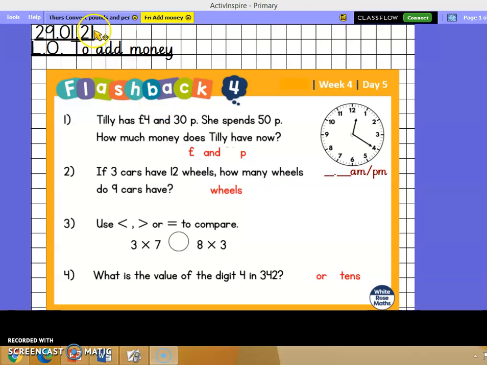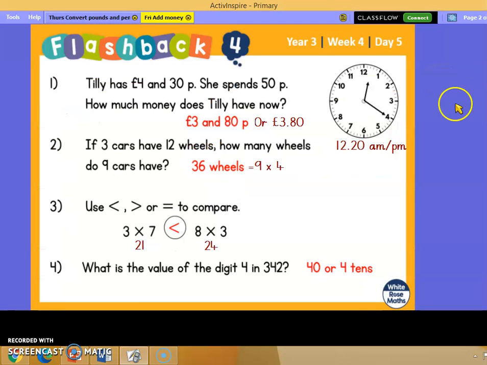Could you please put today's date and learning objective? Today we're learning to add money. Can you do your flashback 4? And pause the video when you've had a go, come back to me. We'll check your answers. Did you get them right? Can you record and check and mark your own work?